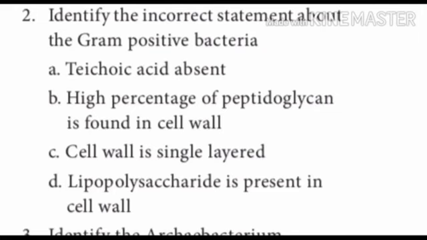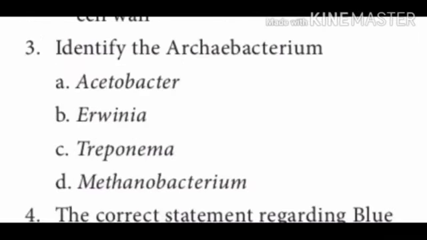Now let's move to the third choose the correct. Identify the Archaebacterium. So Archaebacterium is a kind of Monera. So we are going to find out who is a correct member belonging to Archaebacterium. A. Acetobacter. B. Erwinia. C. Treponema. D. Methanobacterium. So let's find out which one would be correct.